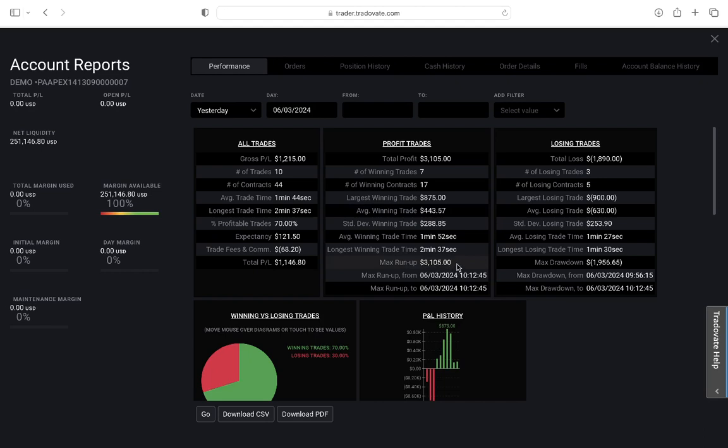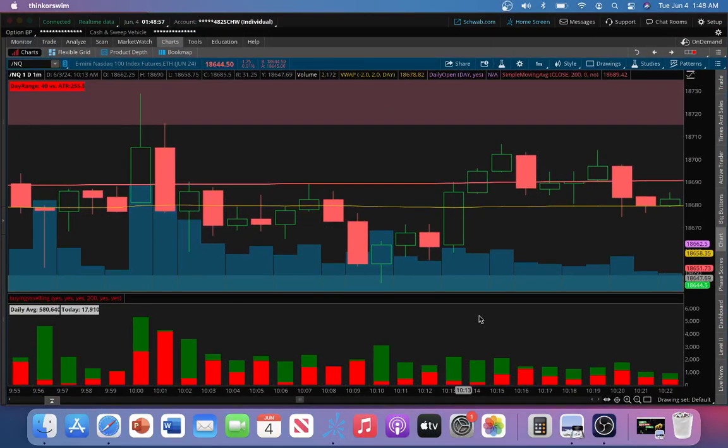So I made a total of about 3105, minus the 1956, right? And then with fees, we're at 1146. And that's essentially how I played it out today. And that's essentially how I made money.